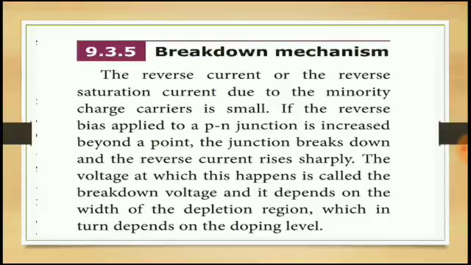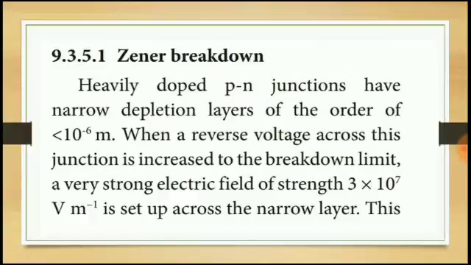Okay students, right? Next, Zener breakdown. Heavily doped PN junctions have a narrow depletion region or narrow depletion layer of the order of 10 power minus 6 meter. This one is important, 1 mark. Okay, please note it down.